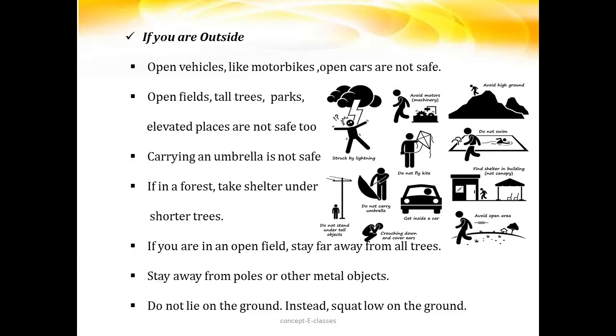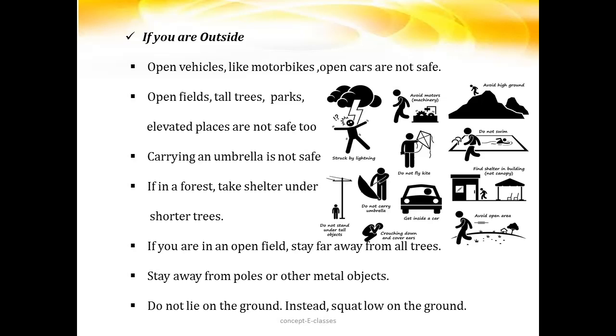If we are in a forest, take shelter under shorter trees. And if no shelter is available and you are in an open field, stay far away from all the trees. Stay away from the poles and other metal objects. Do not lie on the ground.